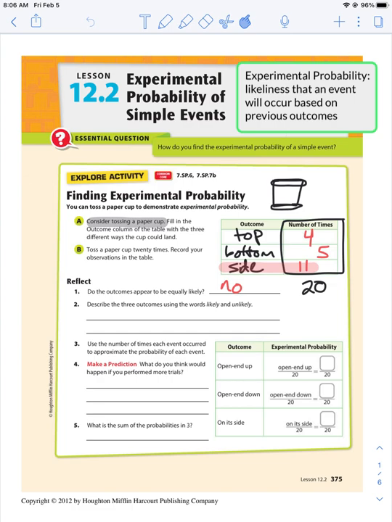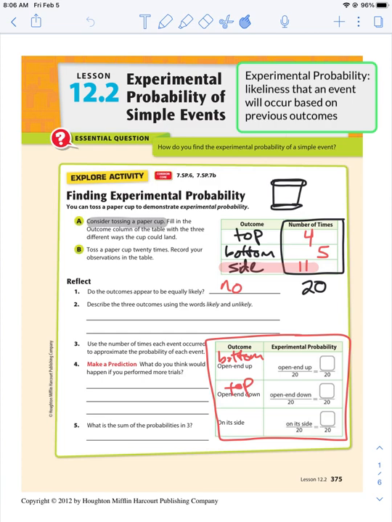Okay, so we are actually going to calculate the experimental probability of these events. So notice this table here. They set it up for us to calculate the experimental probability. So open end up is the same thing as landing on its bottom. My table's a little backwards. And then open end down is the same thing as landing on the top.